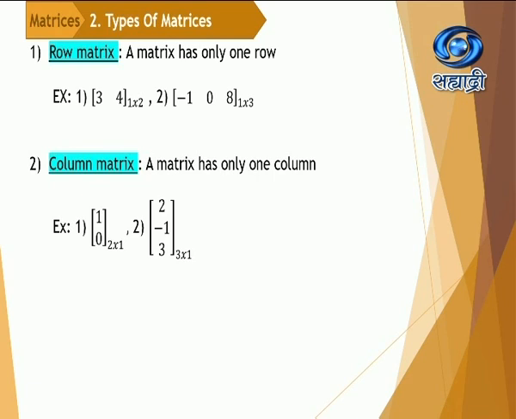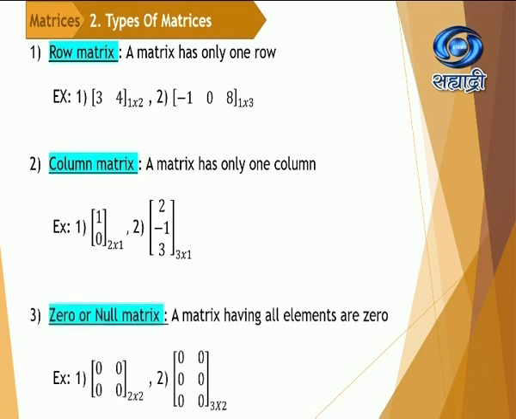Second, the column matrix. A matrix that has only one column. First example: 1, 0 with order 2 cross 1. Second: 2, -1, 3 with order 3 cross 1.